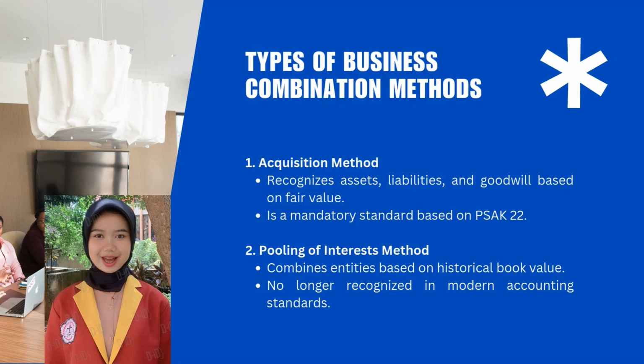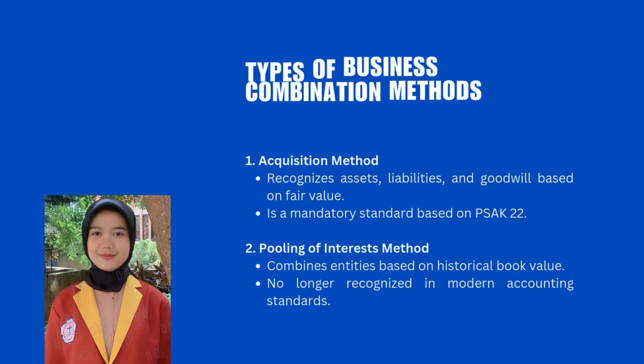Types of business combination methods. In the history of accounting, there are two main approaches. 1. Acquisition method. Recognizes assets, liabilities, and goodwill based on fair value. Is a mandatory standard based on PSAK 22. 2. Pooling of interests method. Combines entities based on historical book value. No longer recognized in modern accounting standards.